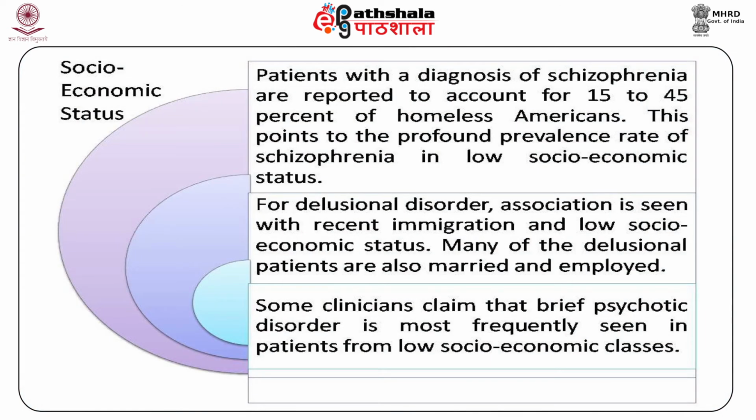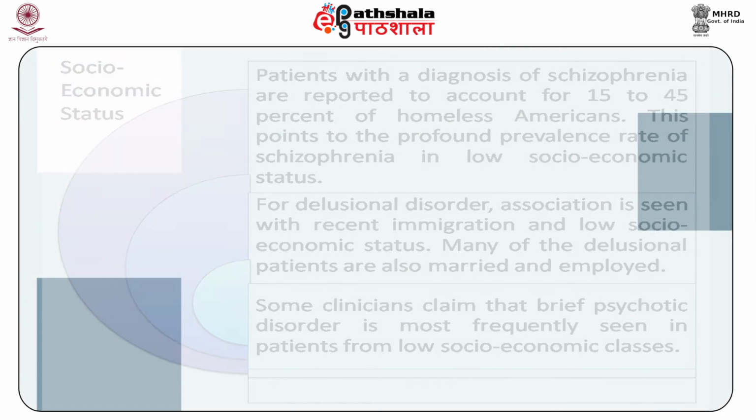Patients with a diagnosis of schizophrenia are reported to account for 15 to 45% of homeless Americans. This points to the profound association between schizophrenia and low socioeconomic status. For delusional disorder, the association is seen with recent immigration and low socioeconomic status. Many delusional patients are also married and employed. Some clinicians claim that brief psychotic disorder is most frequently seen in patients from low socioeconomic classes.